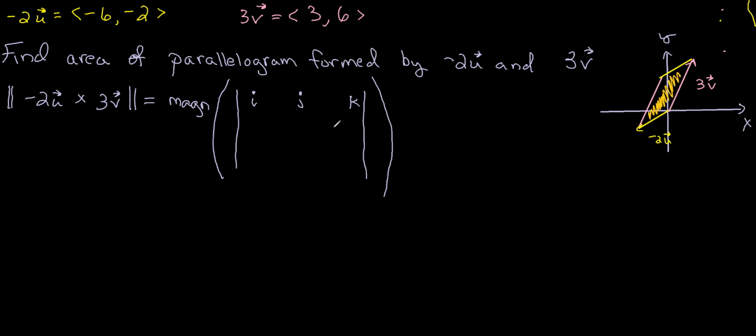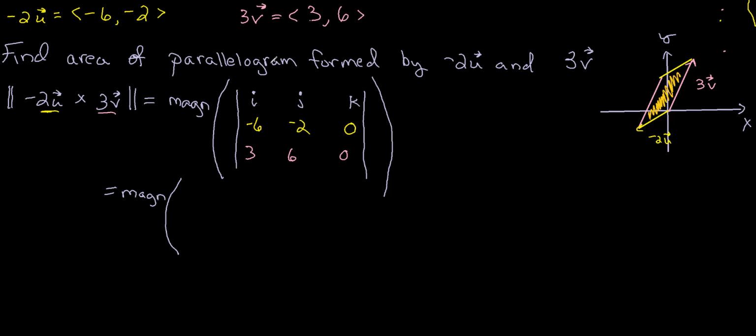Now, my next row there is going to be this vector, negative 2u. That vector was negative 6, negative 2, and I'm just going to put in a 0 for the k component. That's my z direction, or that third dimension. And since I haven't left my paper, there's no height off the paper, I'm just going to make it 0. And then 3v, that was the vector 3, 6, so we'll put that in here. And let's keep going. So now I need to do the magnitude of whatever I get when I do this determinant.